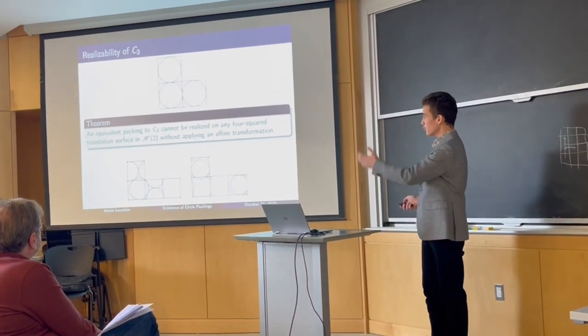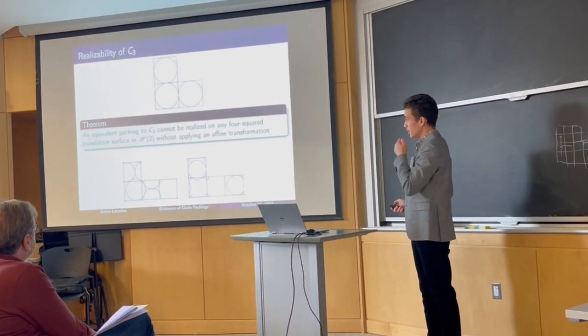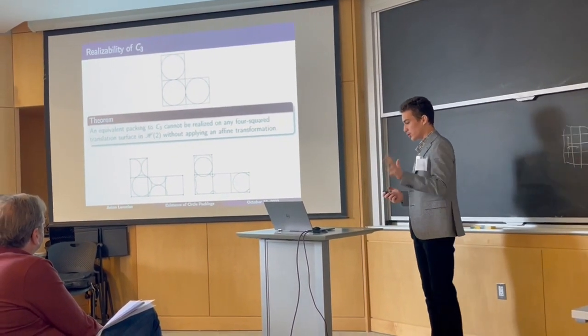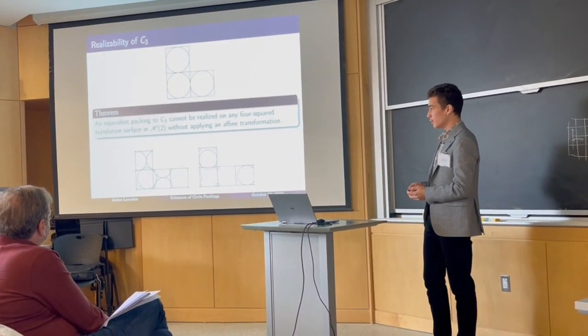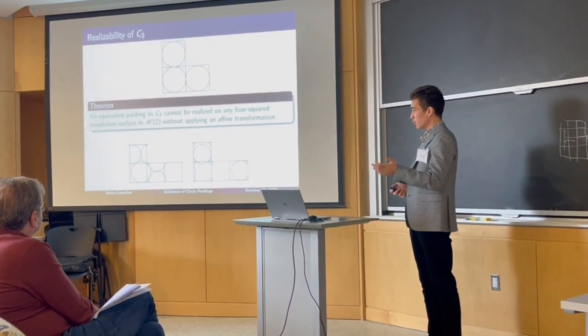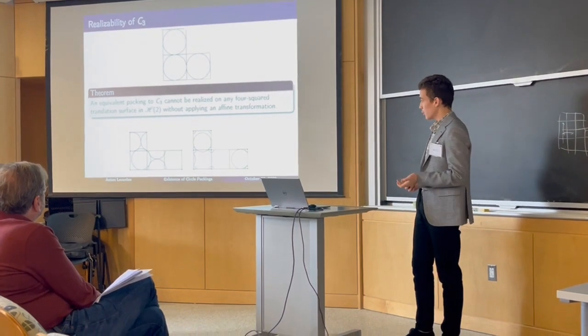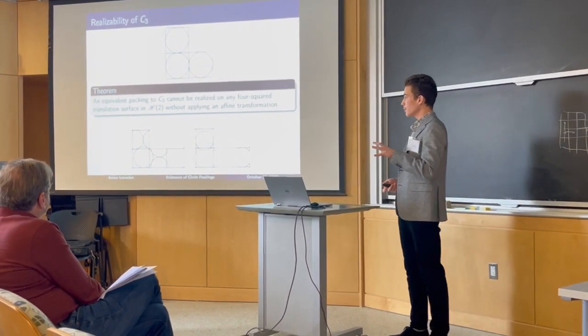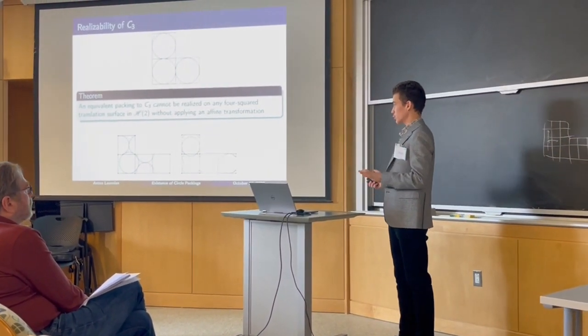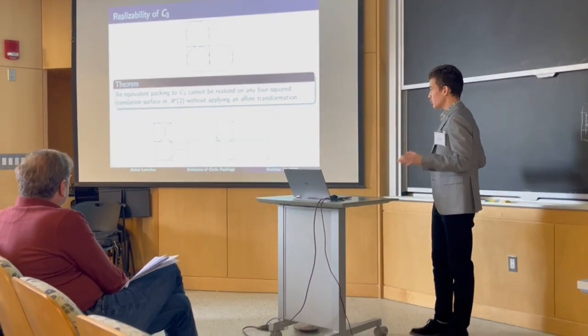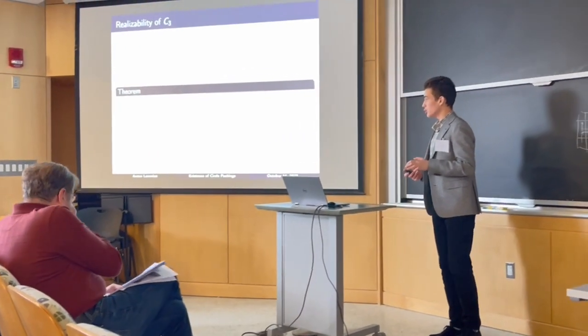Alright, so here we have C3 shown above. It is on a square-tiled surface, a 3 squared surface in H of 2. And what was proved in the research was that an equivalent packing to C3 cannot be realized on any 4 squared surface in H2 without applying a linear transformation.